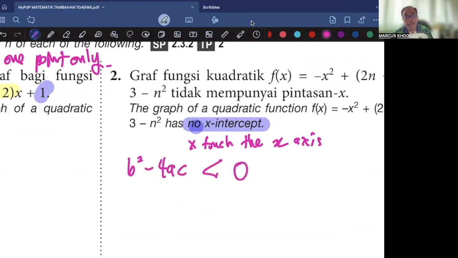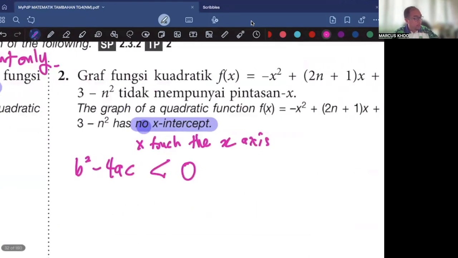So we want to find the range of values. Let's determine first, what is our A? A is -1. Our B is 2n plus 1. And our C is 3n minus n squared. Anything that's not x is A, B, and C, no matter whether they're letters or just numbers. We'll take it all because n is a number.